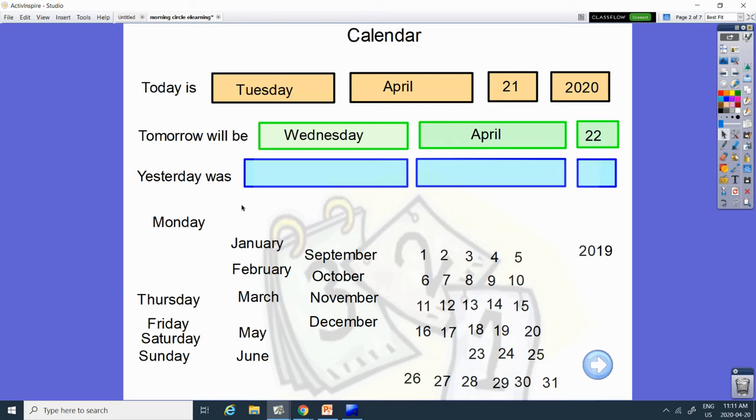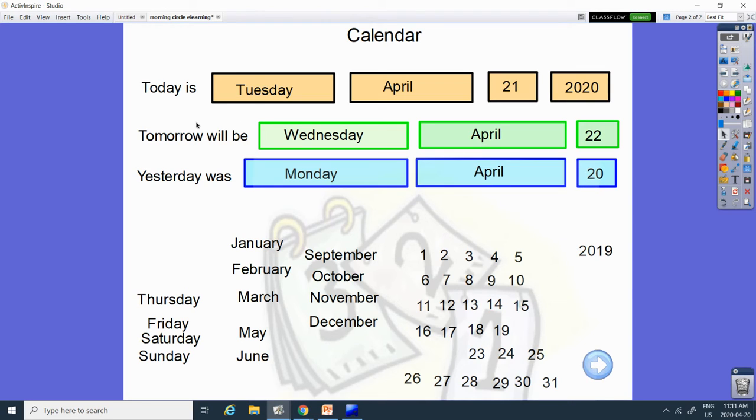Yesterday was... what was the day that comes before Tuesday? Monday. M-O-N-D-A-Y. Monday. And it was still April. And let's see if we can count backwards. 22, 21, 20. We're looking for a 2 and a 0.